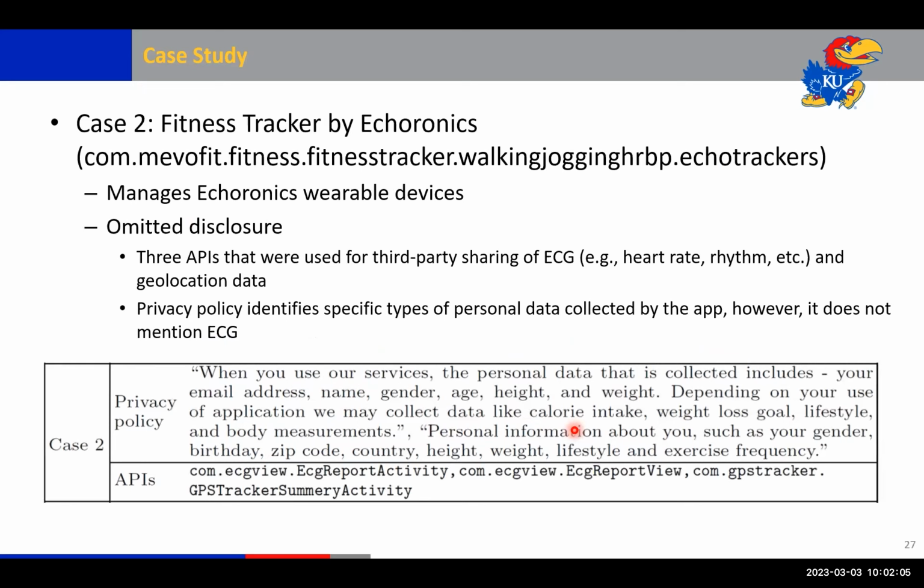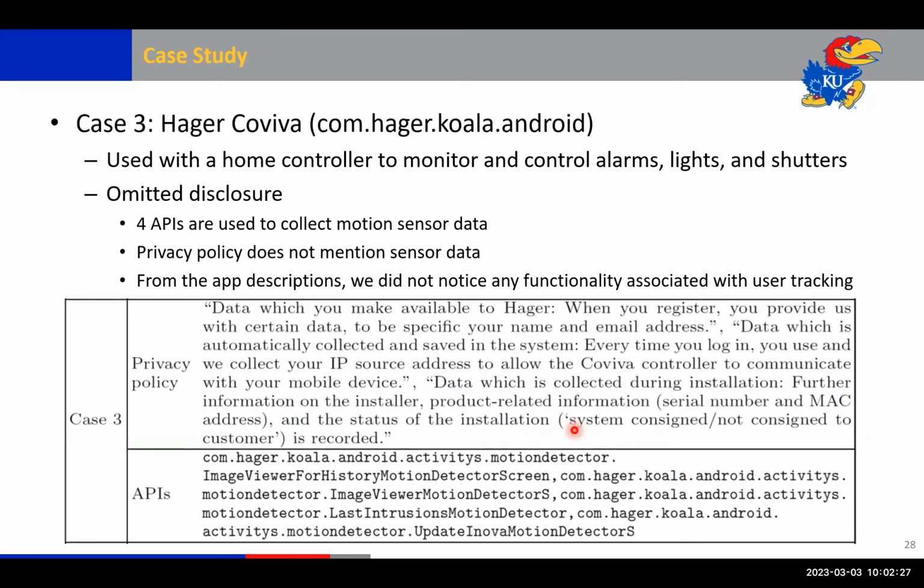There is another app used with wearable devices. They have omitted disclosures. They capture the ECG data and they share the ECG data with third parties. They share the geolocation data with third parties, but they fail to mention that in their privacy policies. So this is omitted disclosure. This is an inconsistent app, or it doesn't comply.